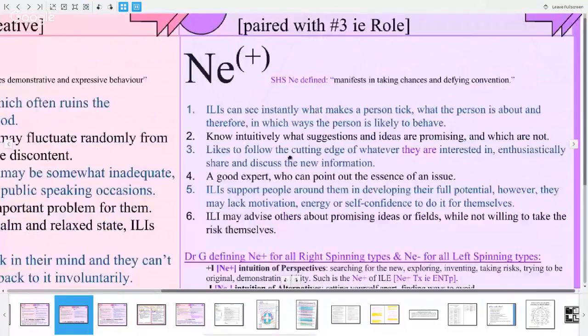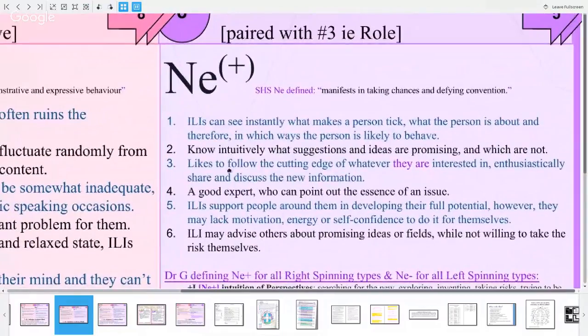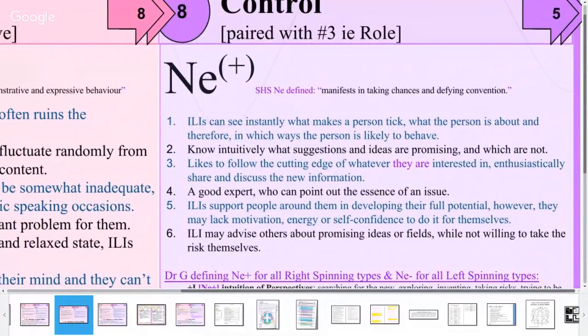Right, so this appears to give an INTJ a superpower. ILIs can instantly see what makes a person tick, what the person is about, and therefore in what ways the person is likely to behave. Jonathan might think that sentence is lifted from the INFJ profile, but that might be overly generous. Well, the difference may be that an INTJ may use it for hiring purposes. Ah.